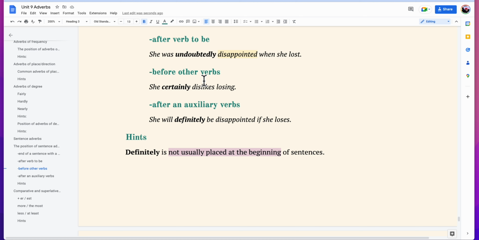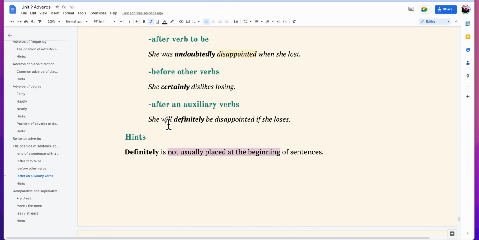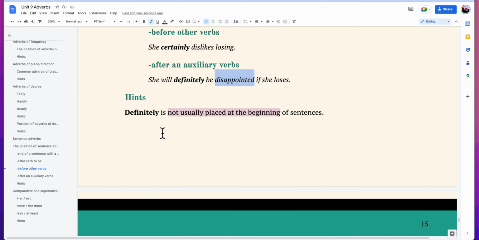Or before verbs: she certainly dislikes losing. And also after an auxiliary verb: she will definitely be disappointed, after the auxiliary verb will. That is some hints about using sentence adverbs. Let's take a look. The word definitely, we usually do not place at the beginning of sentences.